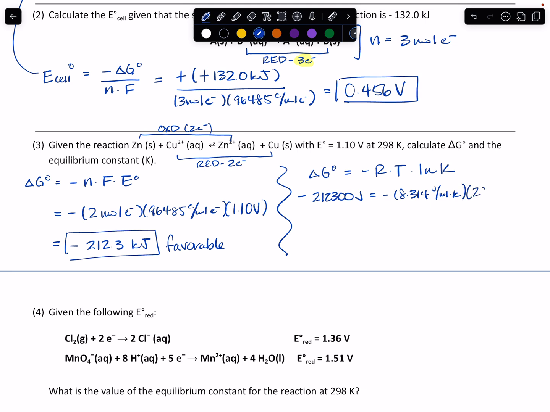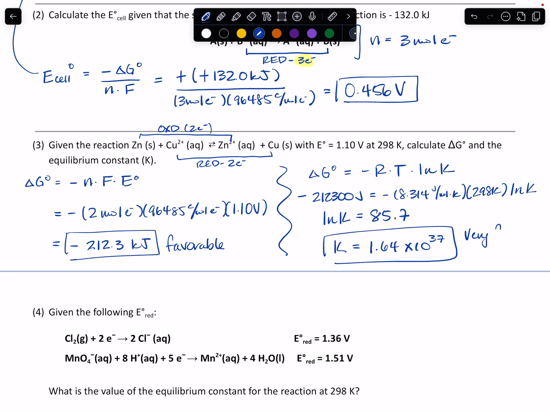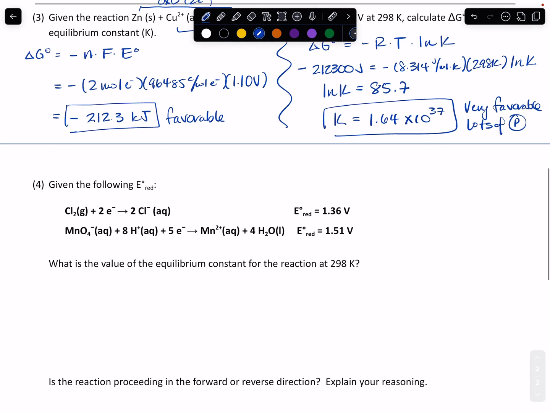And then we've got our temperature at 298 K, and then our unknown natural log of K. All right, so after all the multiplication, the natural log of K is going to be equal to 85.7. And then when we do the inverse natural log to both sides, we get 1.64 times 10 to the 37th. That is huge. This is very favorable. Lots of products present. All right, and again, that goes along with our negative delta G and our positive cell potential. And that cell potential is pretty large. I mean, any cell potential over 1, that reaction's cooking.